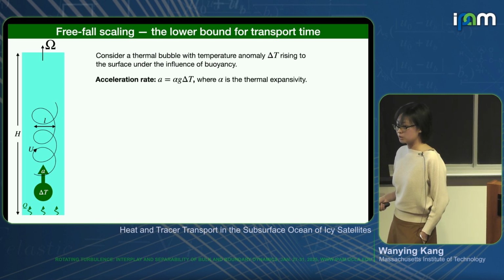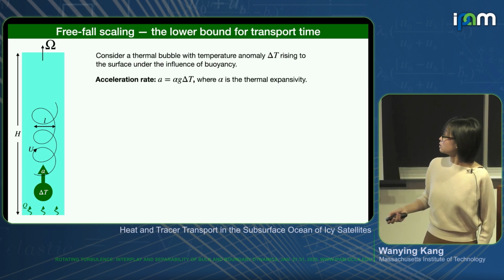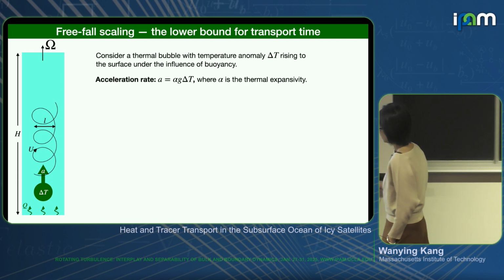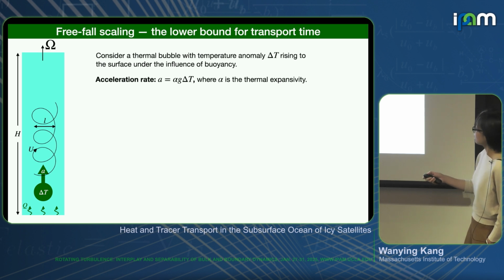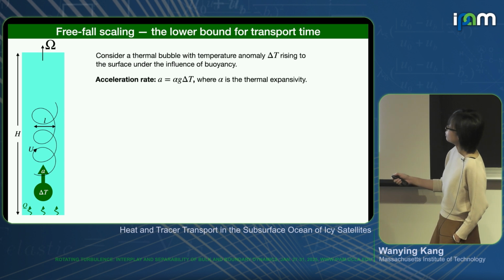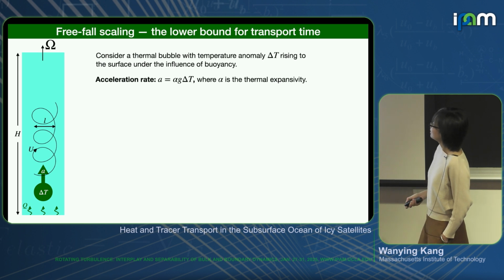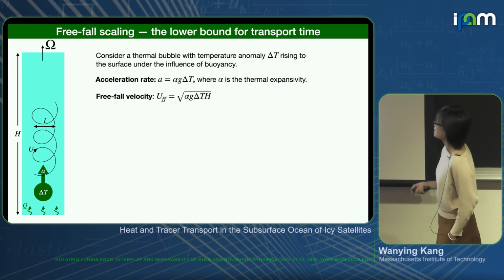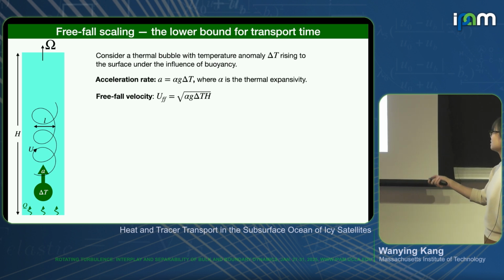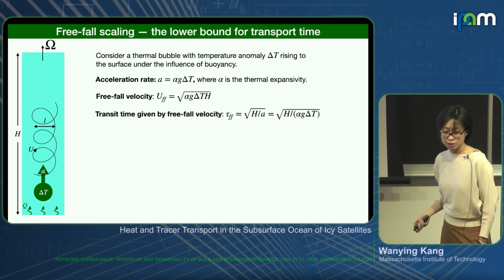Okay, so regarding the transport timescale, historically there have been a lot of scalings around, and one of them is the free fall scaling. The free fall scaling is quite intuitive. If you know delta T, then you calculate the acceleration using alpha g delta T, and then you can estimate, over a distance h, how fast your velocity is going to be. It's going to be this much, and then you can compute your transport timescale.